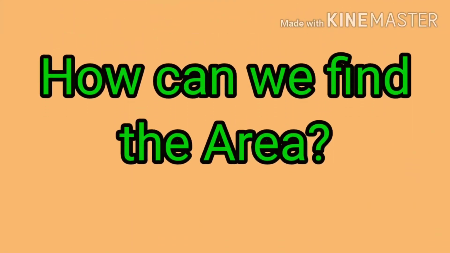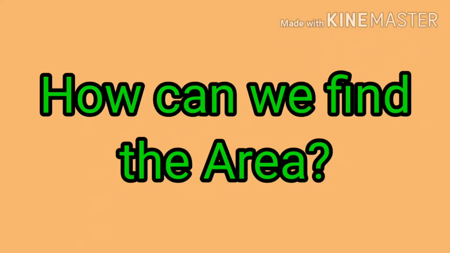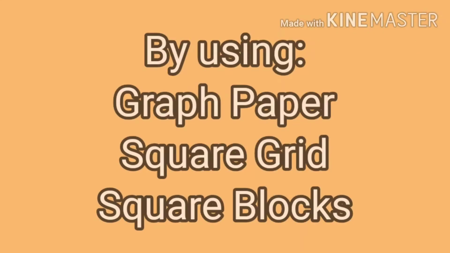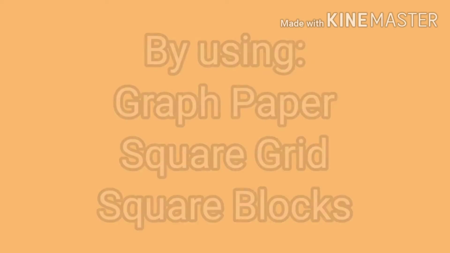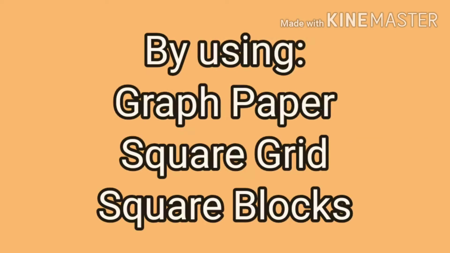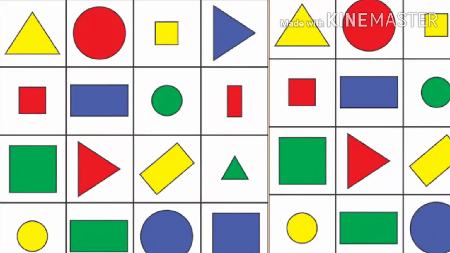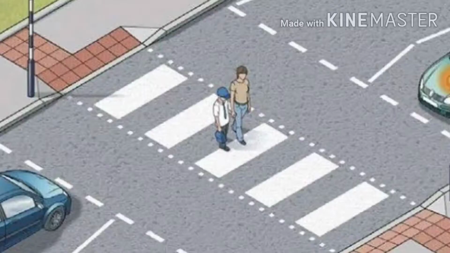Now know how can we count the area of a figure by using graph paper or square grid or square blocks. For finding area of a regular figure, put the shape on the graph paper in such a way that it touches the line on the grid. Now draw the boundary of the shape. You can color the shape for your convenience.